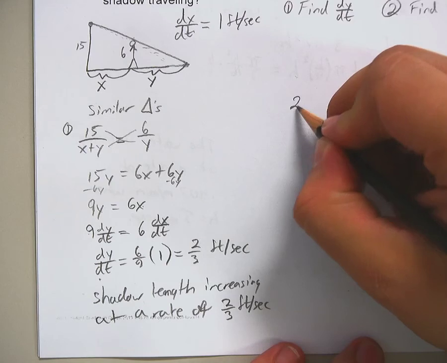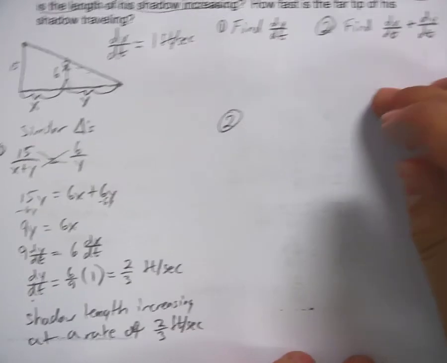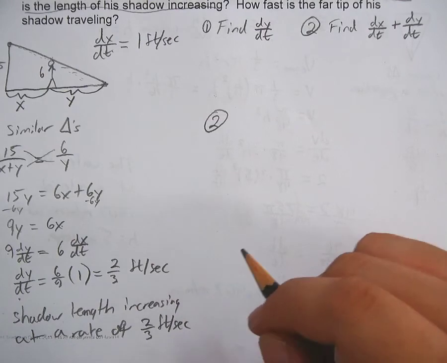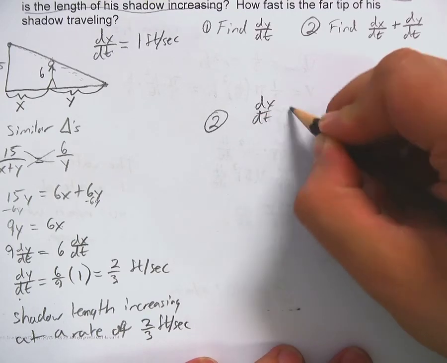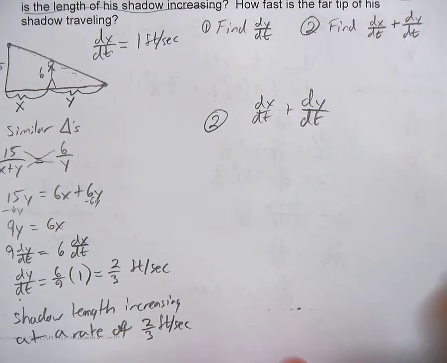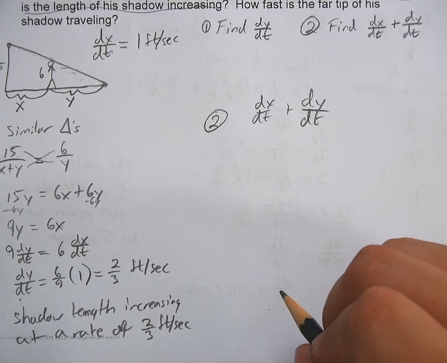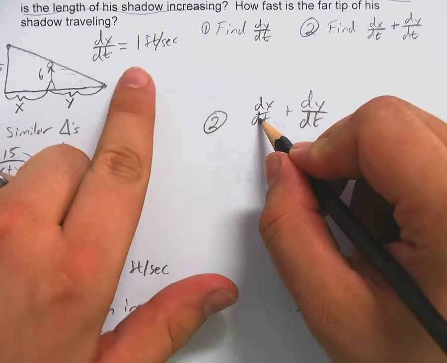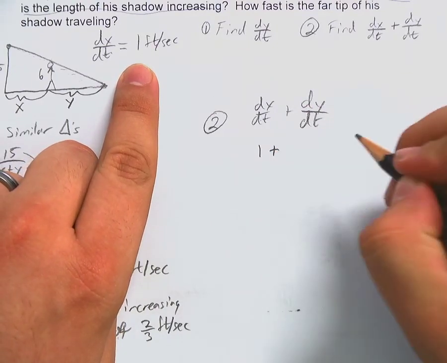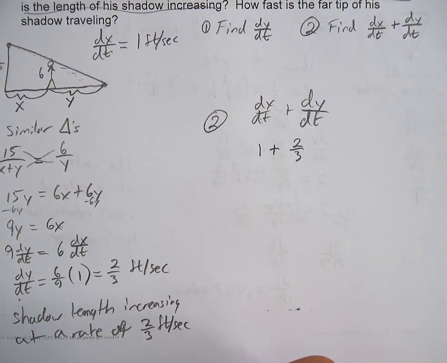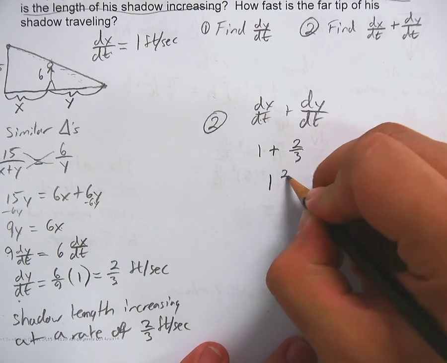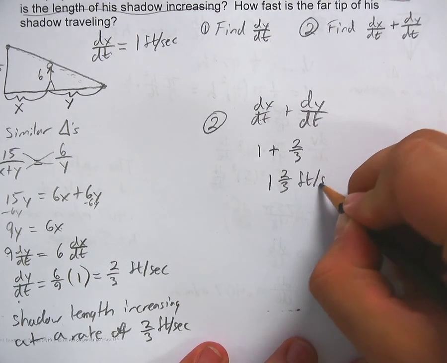Well, this actually makes part 2 pretty simple then. Because part 2, if you'll remember, was find dx dt plus dy dt. Well, dx dt plus dy dt, how fast the tip of his shadow is changing. Well, that's simple enough. dx dt was up here. It's 1. dy dt was 2/3. So that's 1 and 2/3, right? 5/3, however you want to write it. 1 and 2/3 feet per second.